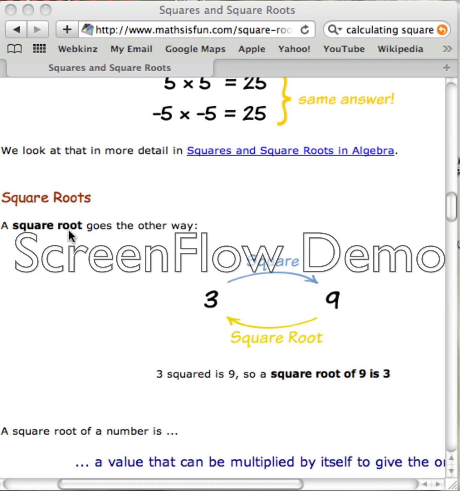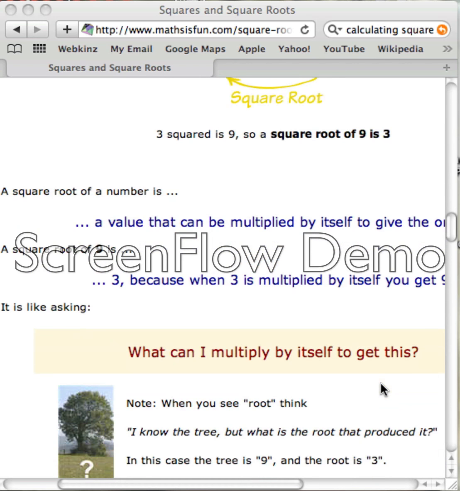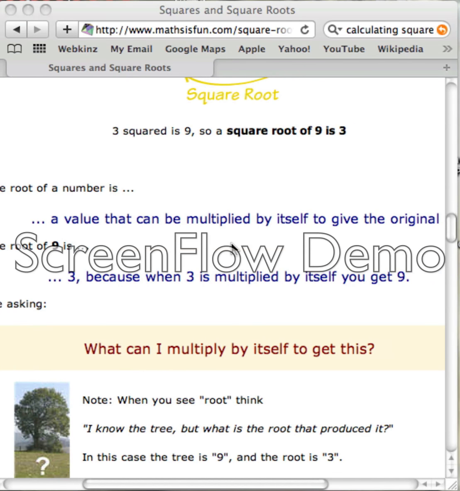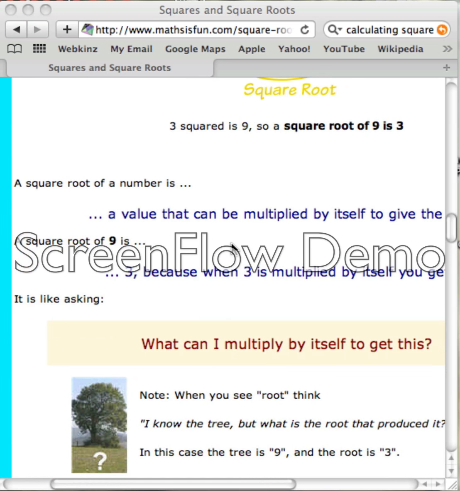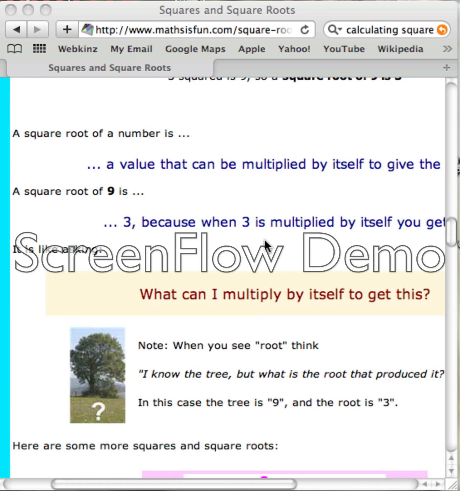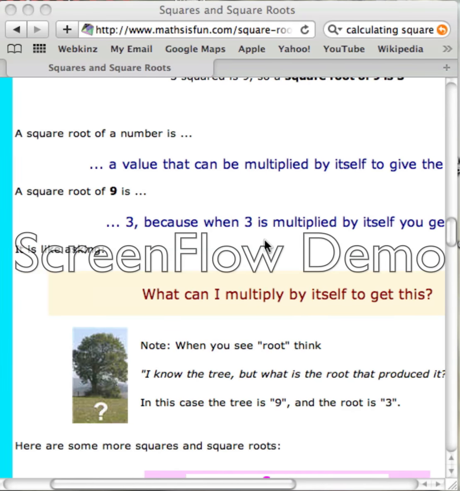A square root goes the other way. 3 squared is 9, so a square root of 9 is 3. A square root of a number is a value that can be multiplied by itself to give the original. A square root of 9 is 3 because when 3 is multiplied by itself, you get 9.